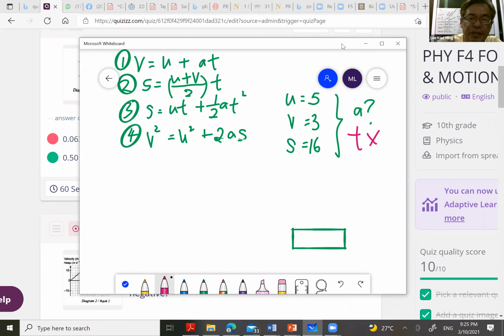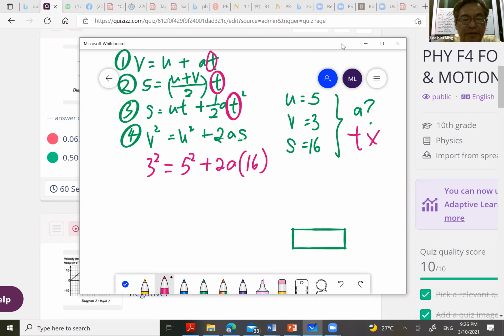So take away the t, meaning you are not supposed to use the first, the second, and you are not supposed to use the third one. Therefore, you are going to use the fourth one, which is going to be a. I substitute straight away: 3 squared equals 5 squared plus 2 times a times 16.